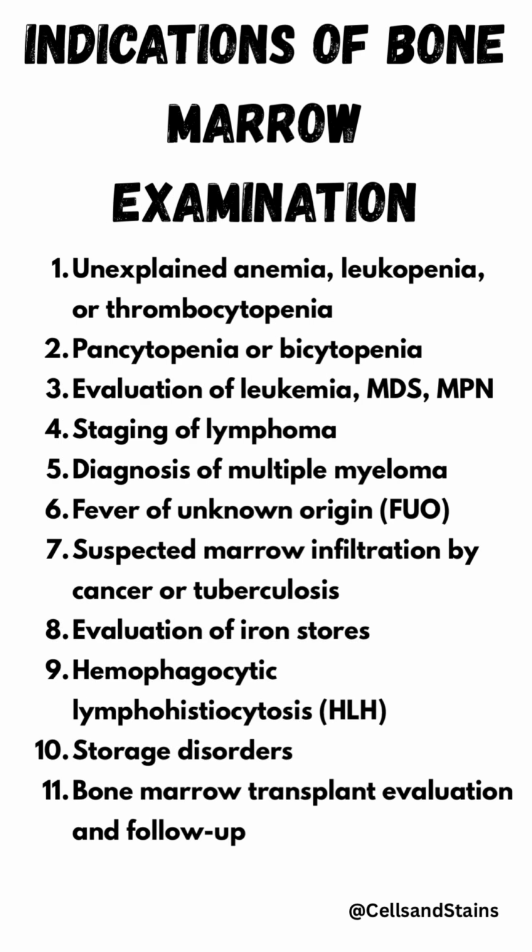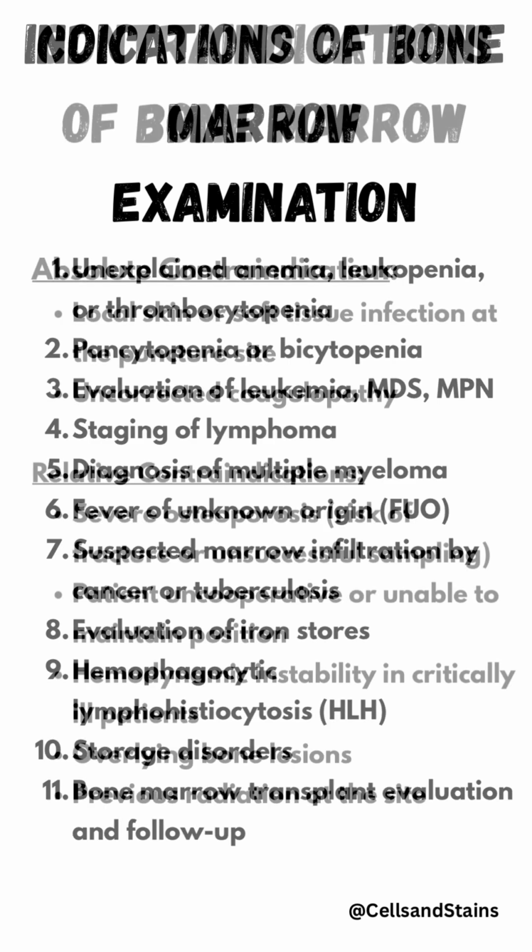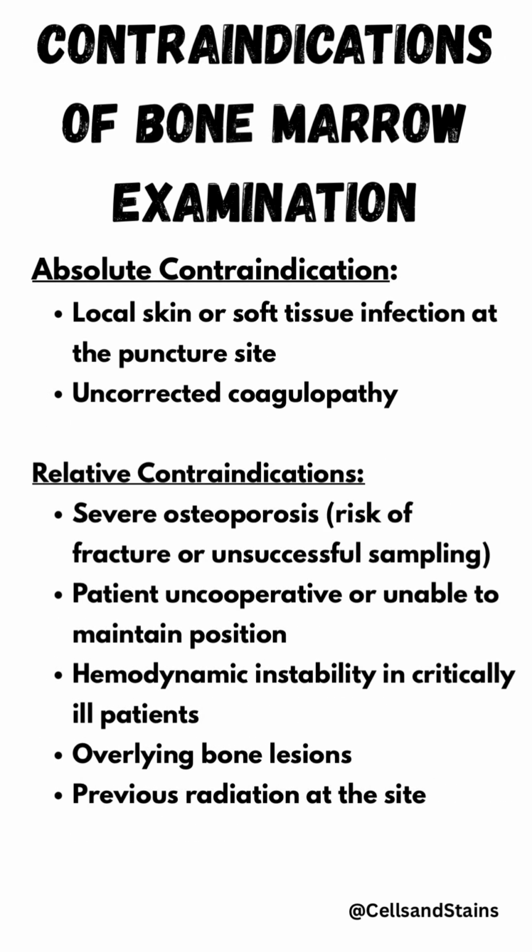Unexplained anemia, leukopenia, thrombocytopenia, or pancytopenia, bicytopenia on peripheral blood smear, evaluation of any kind of leukemia, myelodysplastic syndrome, myeloproliferative neoplasm, or staging of any kind of lymphoma, multiple myeloma, fever of unknown origin, suspected myeloinfiltration by any metastasis or tuberculosis, evaluation of iron stores, hemophagocytic syndrome, or storage disease like Gaucher's, or last but not the least, transplant evaluation and follow-up.